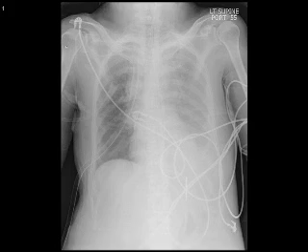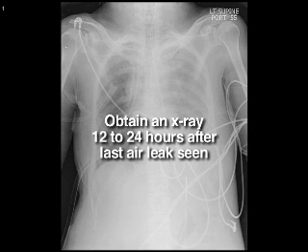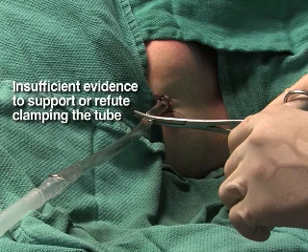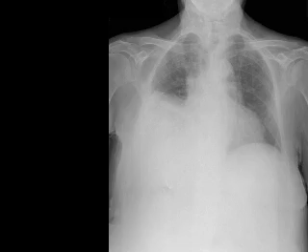Most physicians will perform a chest X-ray 12 to 24 hours after the last evidence of an air leak prior to removing the tube. The decision to clamp the chest tube to check for a persistent air leak is one that is practitioner dependent, and there is insufficient data to support or refute this practice.